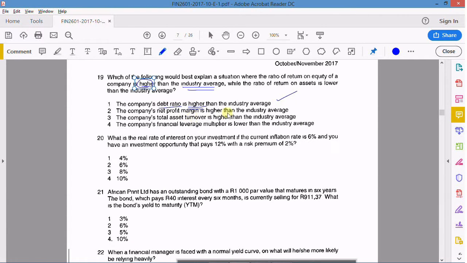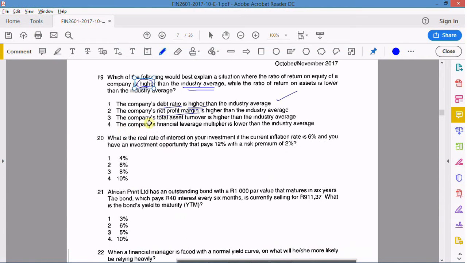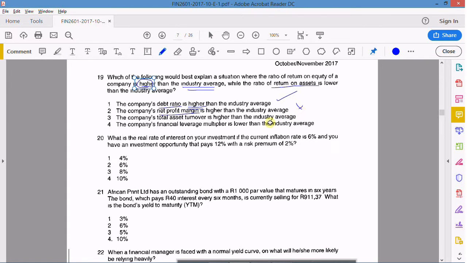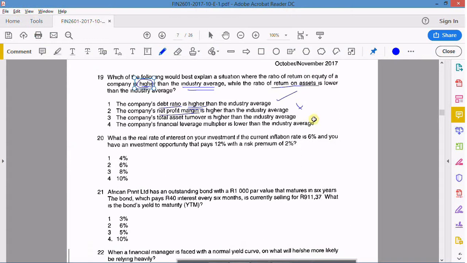The company's net profit margin is higher than the industry average. Okay, if the net profit margin is higher, so then NPM is higher. If NPM is higher, ROE will be higher. ROE of the company is higher than the industry, while the ratio of the ROA is lower. Okay, but remember, ROA is NPM times TAT. Right, so that'll also be higher. That one's out. Okay. Total asset turnover is higher. If TAT is higher, that'll be higher, and so will this. That one's out. The financial leverage is lower than the industry.